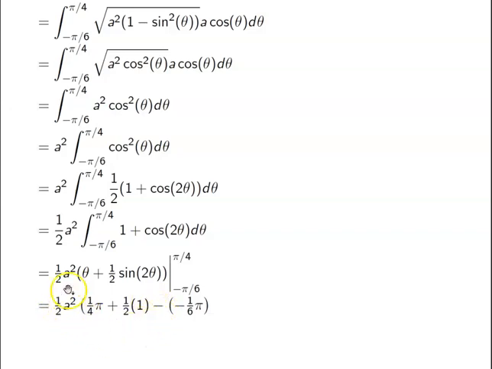And again, this 1/2 a squared is in the front of everything. So I'm going to plug in my negative pi over 6 for theta. Okay, I'm subtracting this now. And I'm going to add to that 1/2 sine 2 theta times negative pi over 6, because the theta here is negative pi over 6. So that's negative pi over 3. So we're going to have 1/2. And that is negative root 3 over 2 for sine of negative pi over 3.